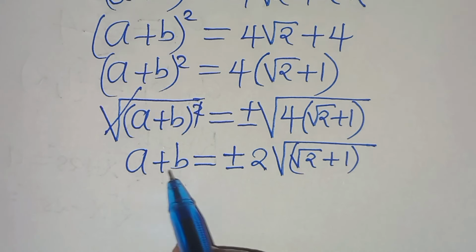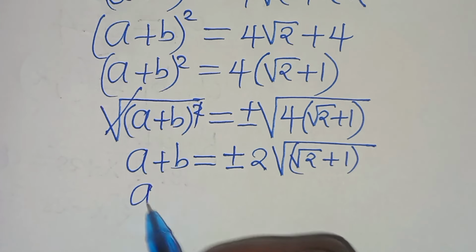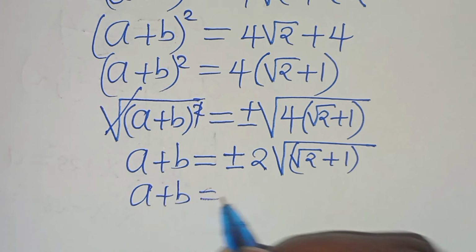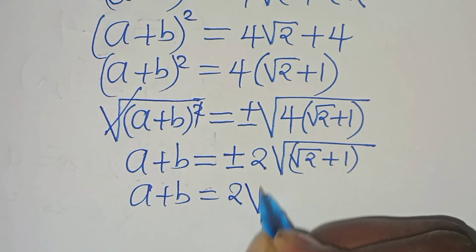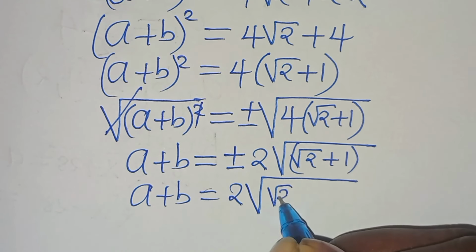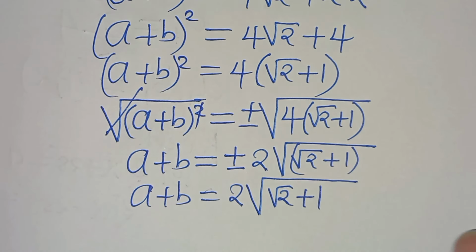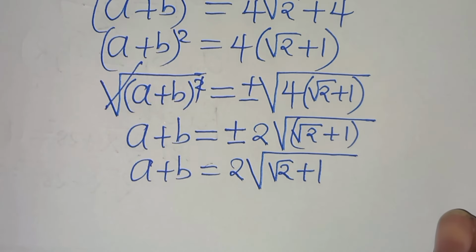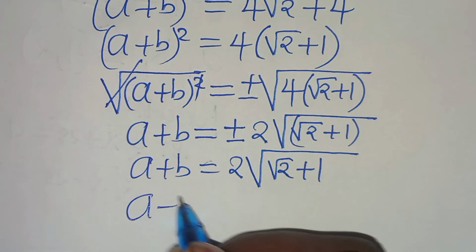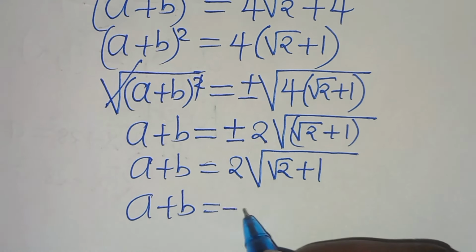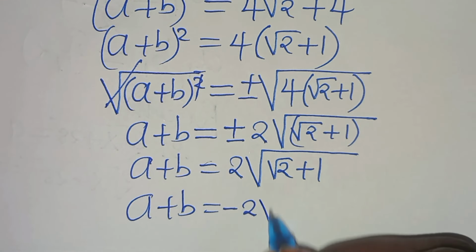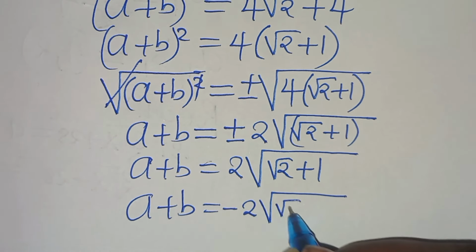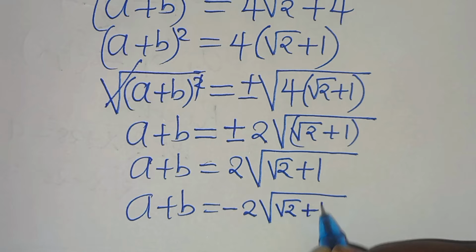So here we have two values of a plus b. Remember, this is a plus b. This is equal to 2 square root of root 2 plus 1. And we have that a plus b is equal to minus 2 square root of root 2 plus 1.